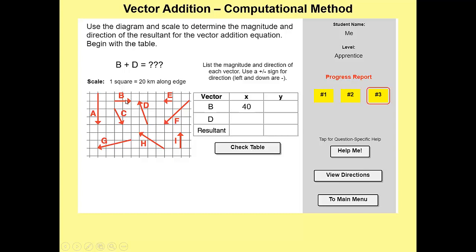What's the Y component of it if it's horizontal? How much of it is vertical? Yeah, none. So that one was pretty easy to break up into perpendicular components. D is a little more challenging.